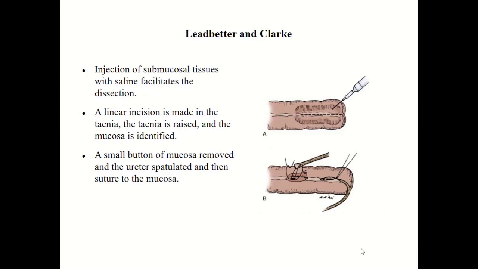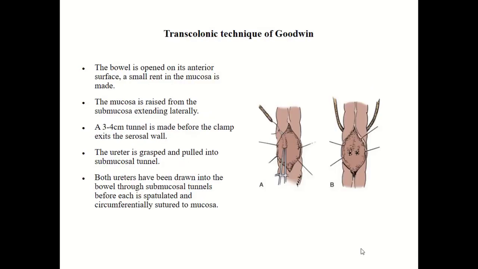Leadbetter and Clarke technique. Basically, in this there is injection of submucosal tissue with saline to facilitate the dissection. A linear incision is made in the tinea and the tinea is raised and the mucosa is identified. A small button of mucosa is removed and the ureter is spatulated and then sutured to the mucosa. It is a non-refluxing technique of the ureterocolonic anastomosis.